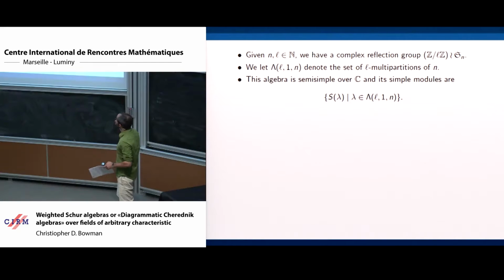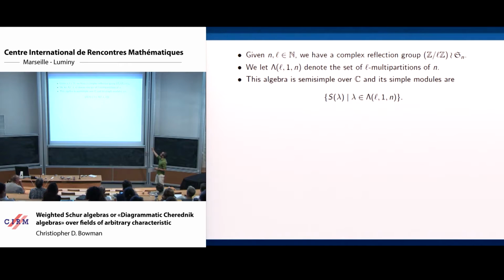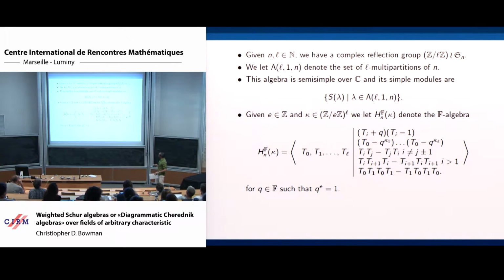Now, this algebra is semi-simple over the complex numbers, and its simple modules are called Specht modules in this case, and they're indexed by these L-multipartitions of n. So that's all very well and good.